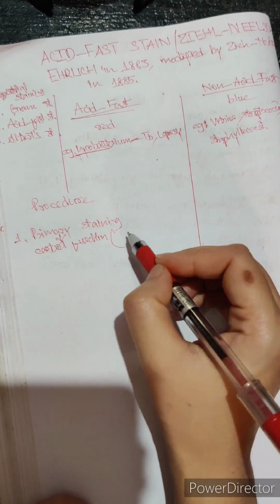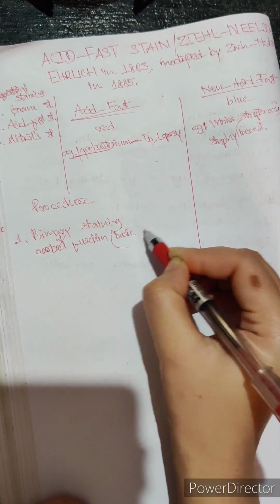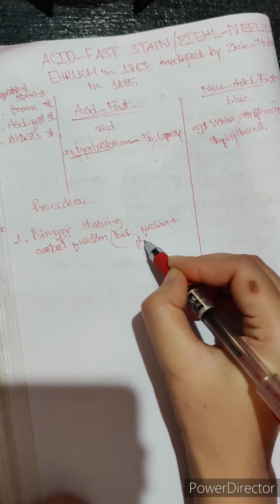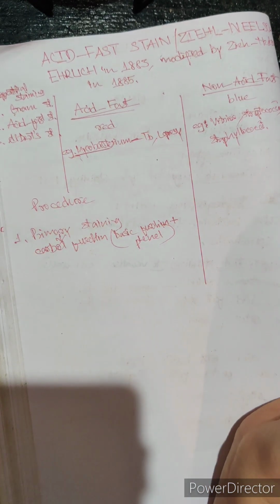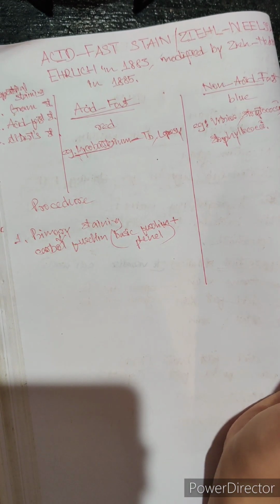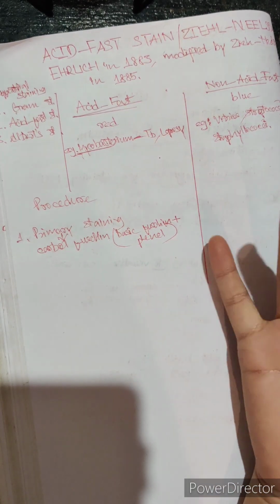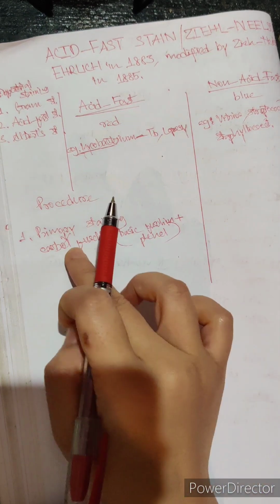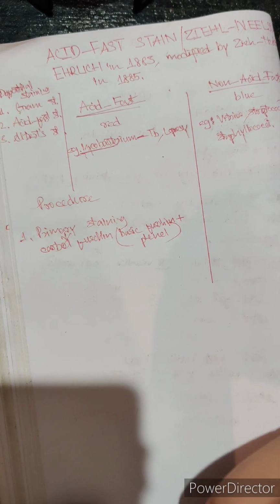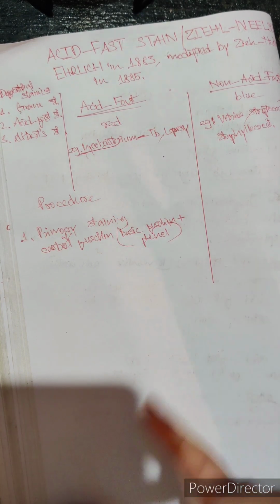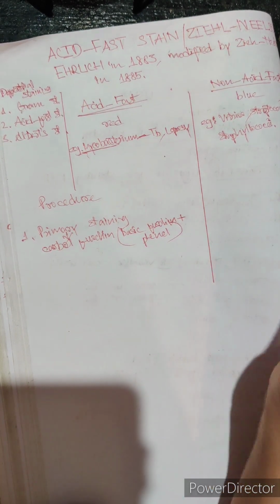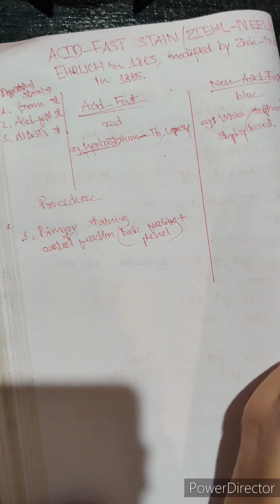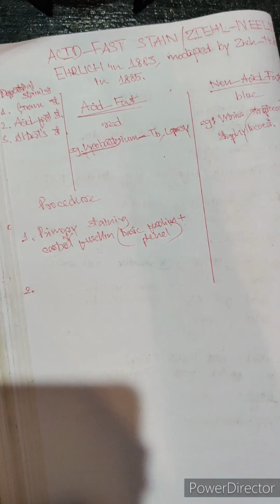Carbol fuchsin is nothing but basic fuchsin plus phenol. So we do the primary staining by the addition of carbol fuchsin, and then we heat it and allow it to act for 5 to 10 minutes.